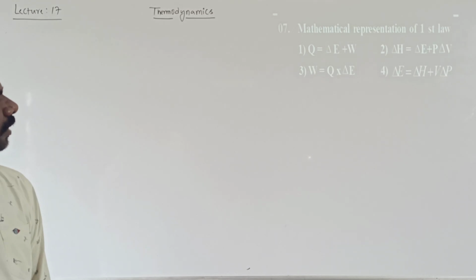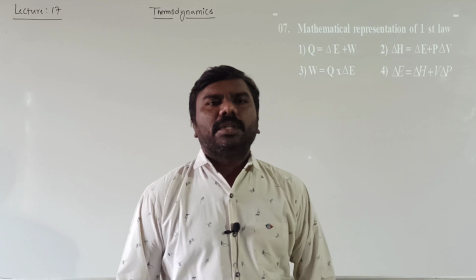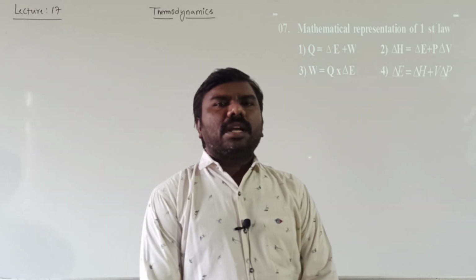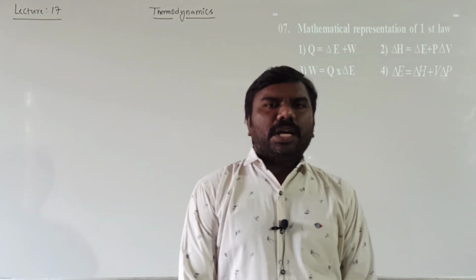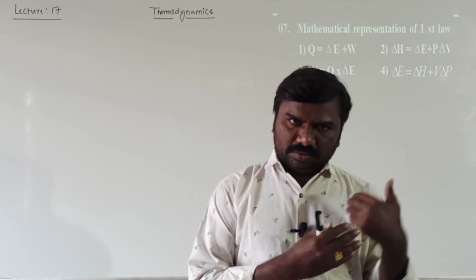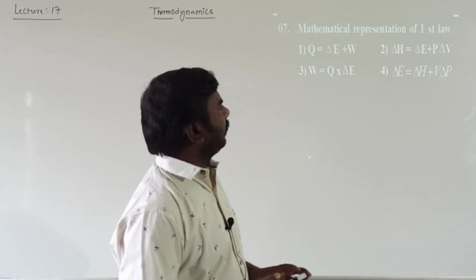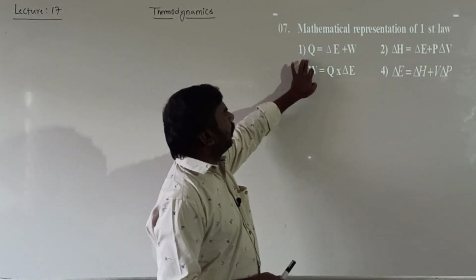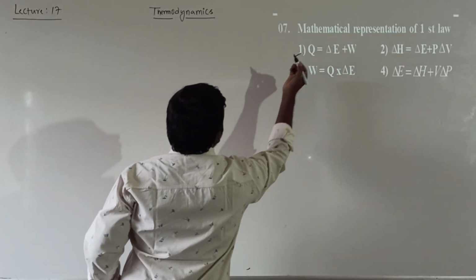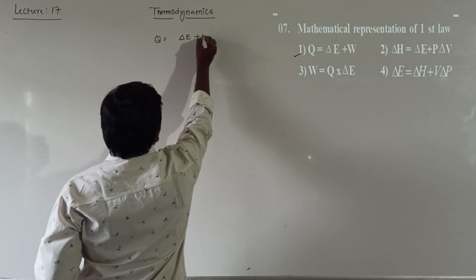Right. First one, mathematical representation of first law. So how do we represent the first law mathematically? The first law is a relation between delta U, change in energy, work and heat. Observe which option has those terms, that is your right answer. First option, Q equal to delta E plus W. Option 1 is correct.